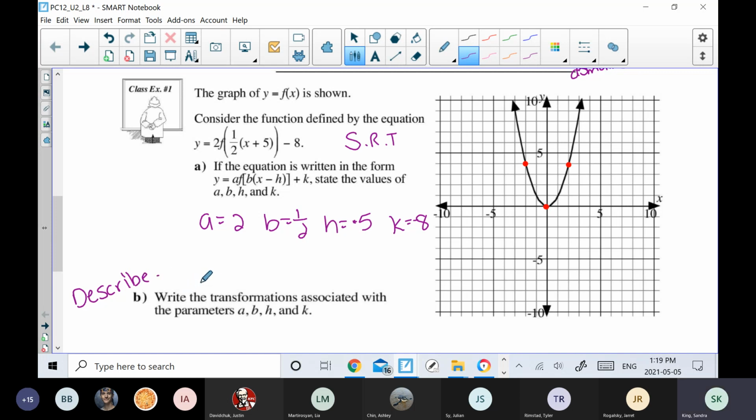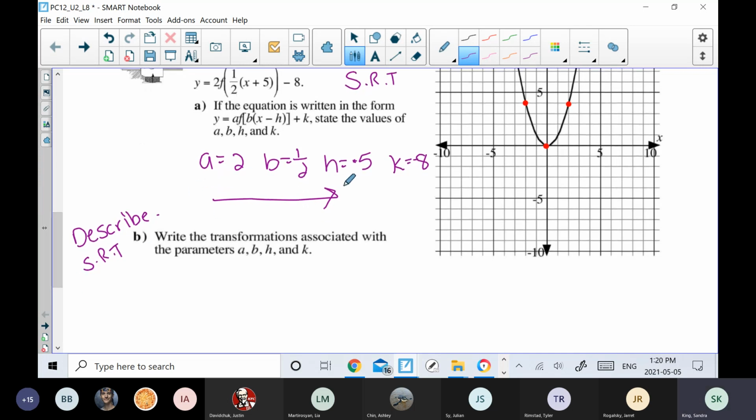Unless they say in this particular order, you always want to do SRT. What's actually kind of interesting is if you write your parameters as follows, A, B, H, and K, I actually just go from left to right. So I would start with this A parameter, and then I do B, H, and K, because that would follow SRT. So the first thing I'm going to talk about is the A parameter.